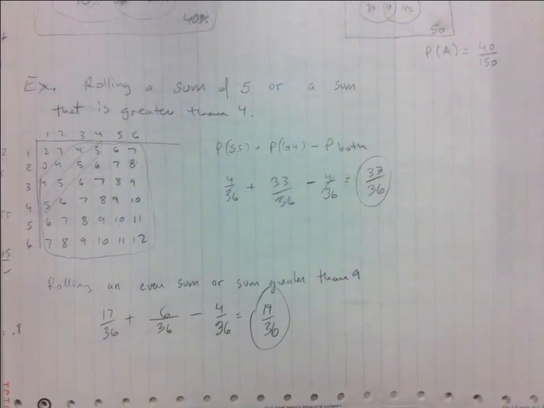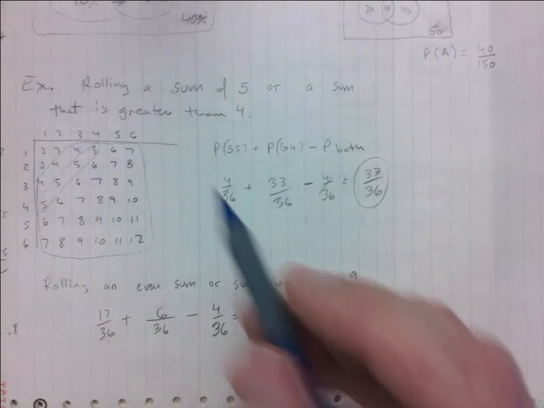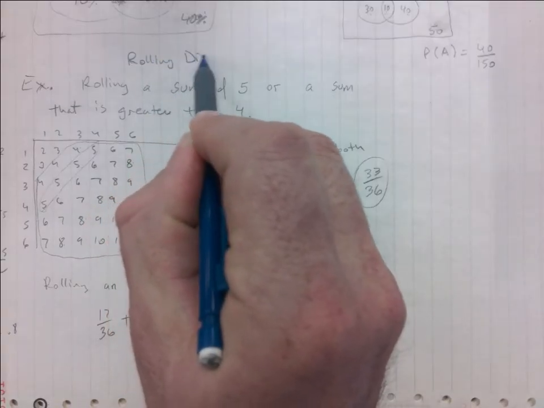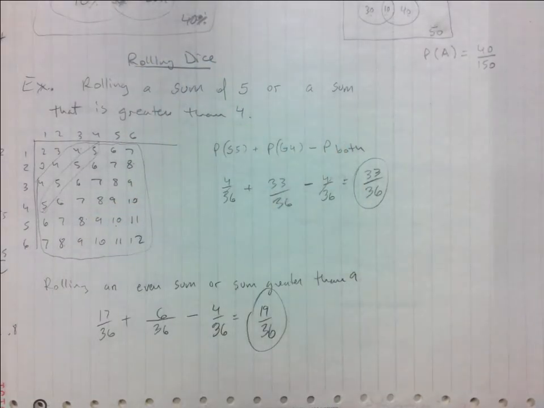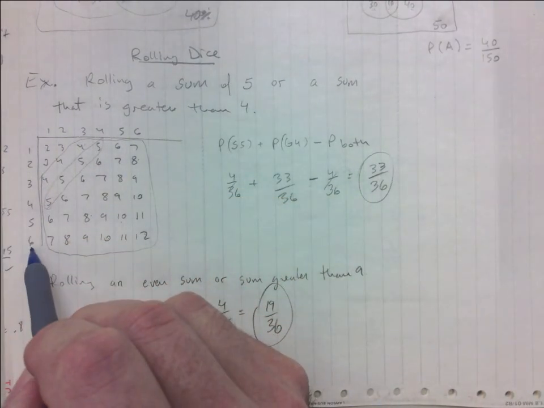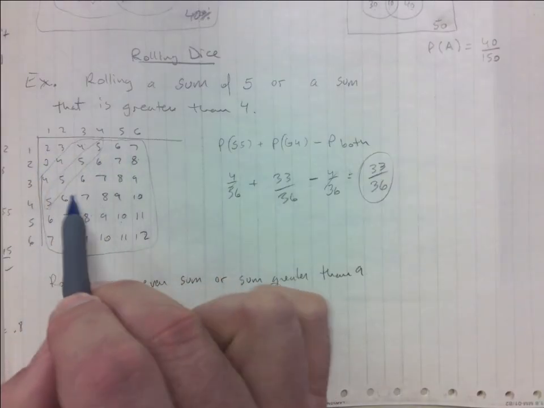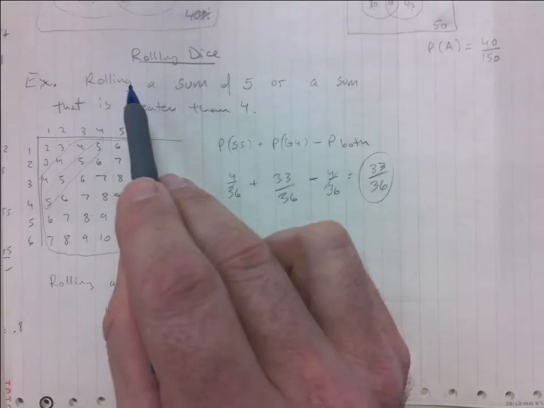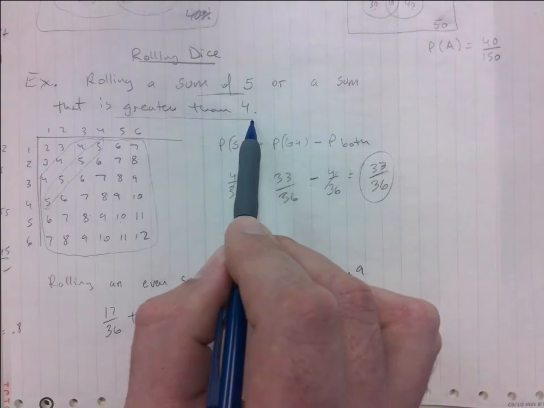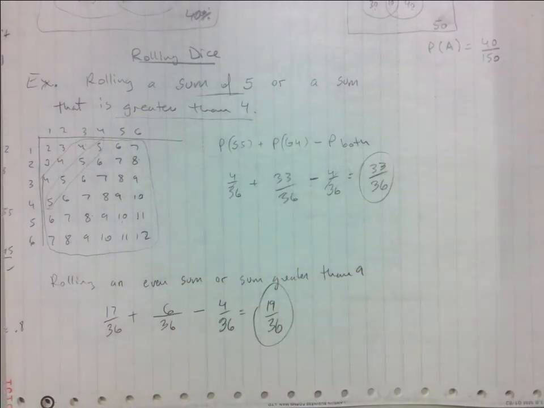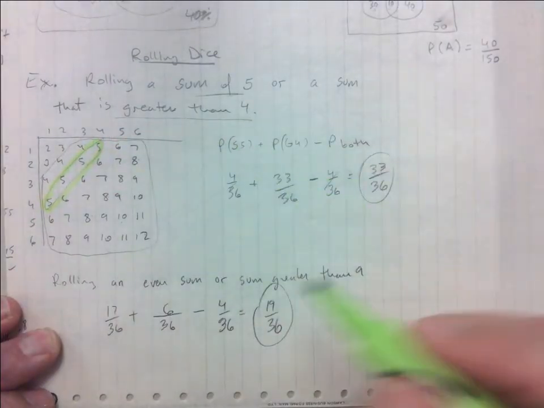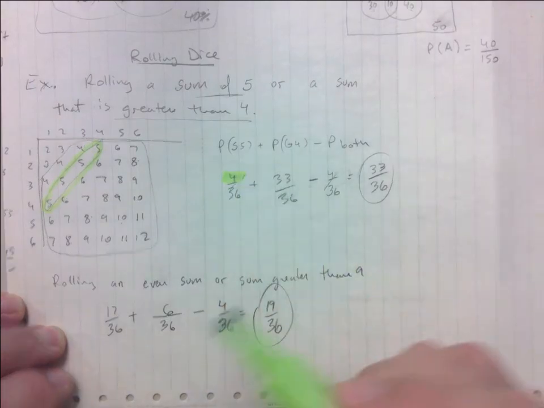Then you have rolling dice. I would recommend, especially if there are two involved, to quickly make an outcome table with the sums. And in this case, it's like rolling a sum of 5 or a sum that is greater than 4. My sum of 5 is right there. It's this one right here. And we've got 4 out of 36, right?